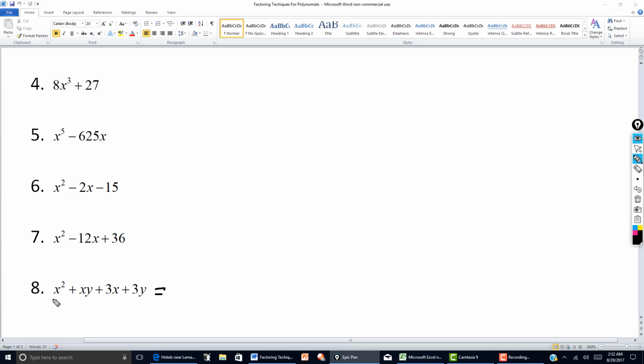So notice if I group the first two together, they have a common factor of x. So I take out a factor of x, and that leaves me with x plus y. Okay. The next two, notice they have a factor of 3 common. So I take out the 3. That leaves you with x plus y.